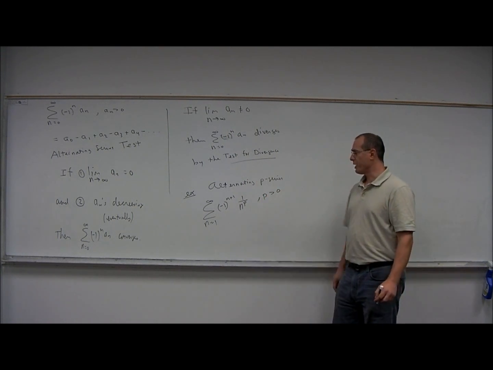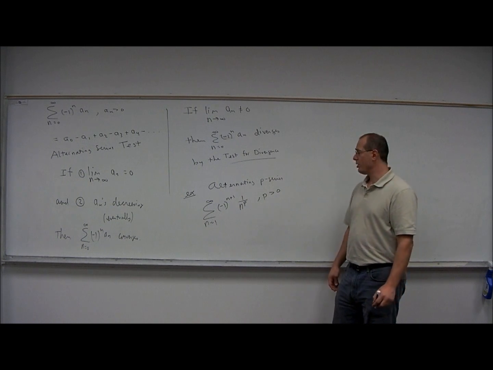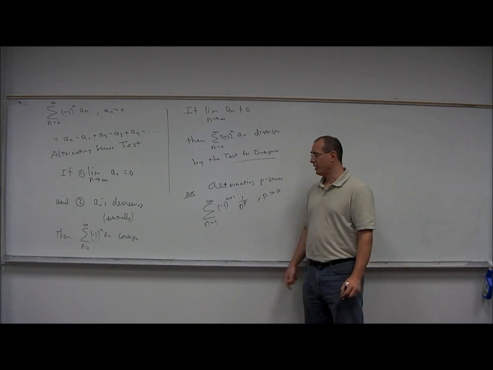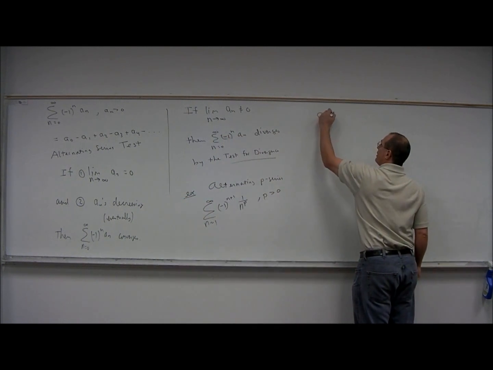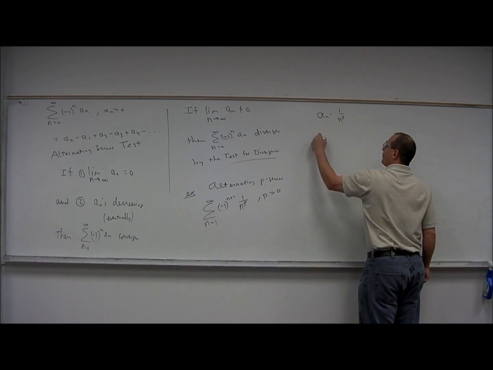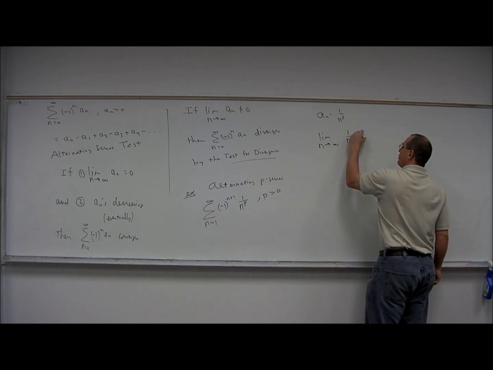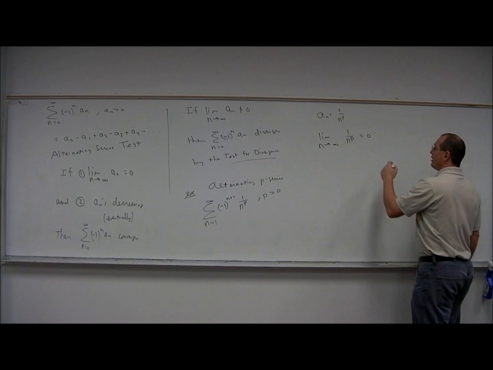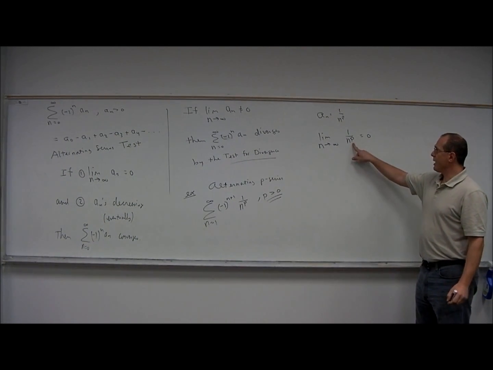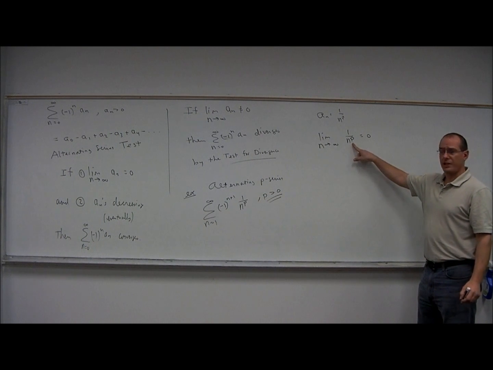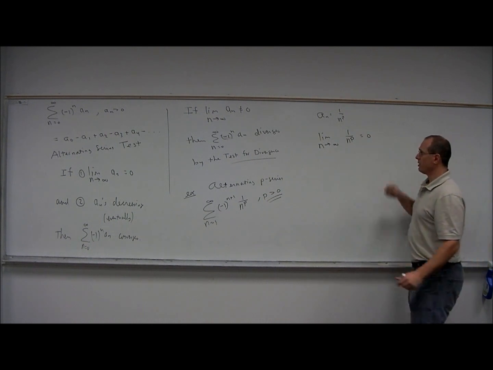This is called an alternating p-series, and it turns out that an alternating p-series will always converge because it will satisfy these two conditions. A sub n is equal to 1 over n to the p, and so the limit as n goes to infinity of 1 over n to the p is 0. Remember, p is a positive power, so n to the power p is going to infinity. Its reciprocal is going to 0.